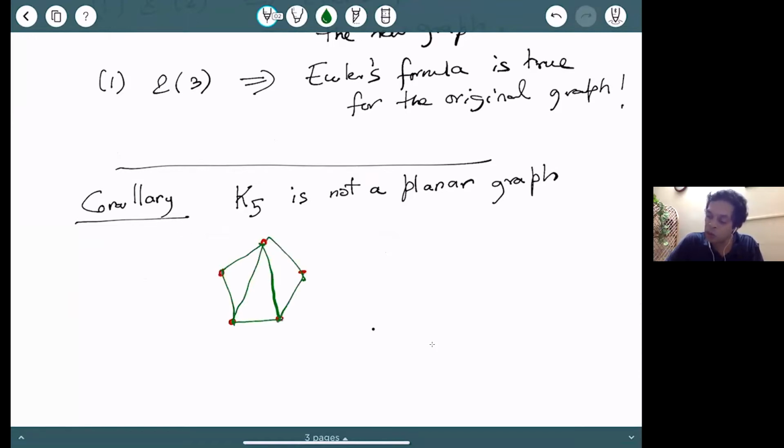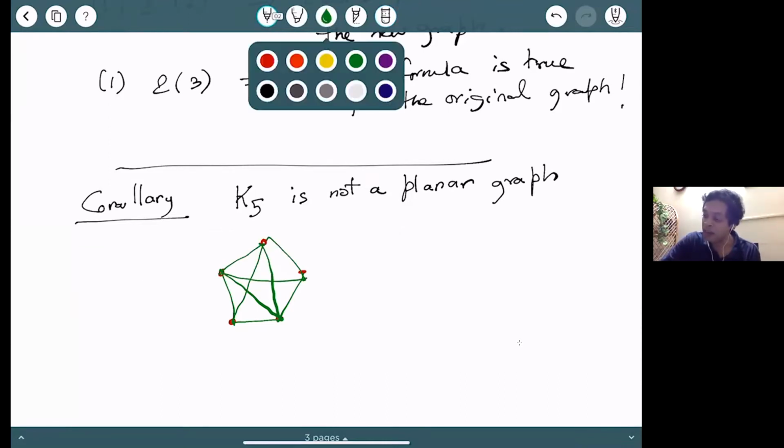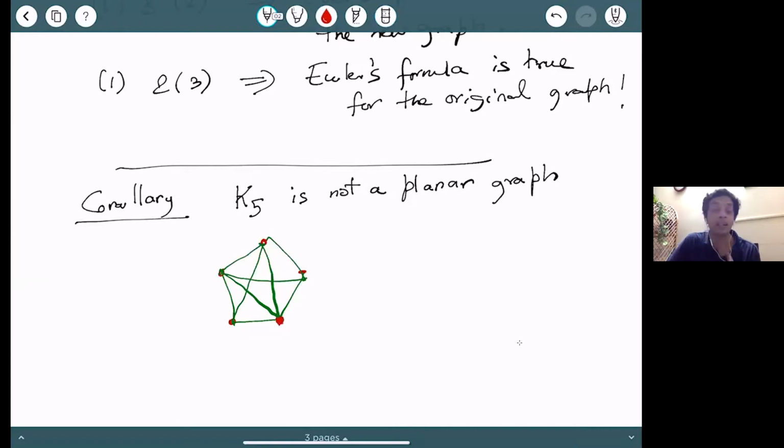When you try to draw it, you'll find that you'll be crossing edges. So this corollary says that it wasn't just my drawing. There's in fact no way that you can embed it in the plane. There's no planar realization of this K5 graph. So how does one use Euler's formula to prove this? Well, suppose it was planar.